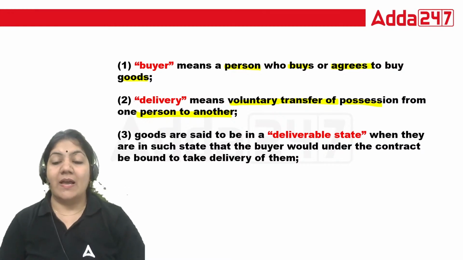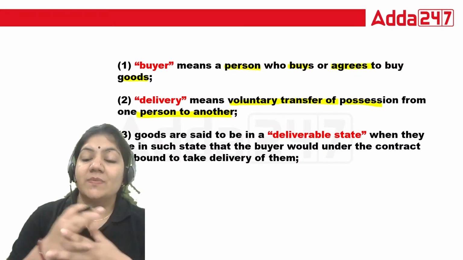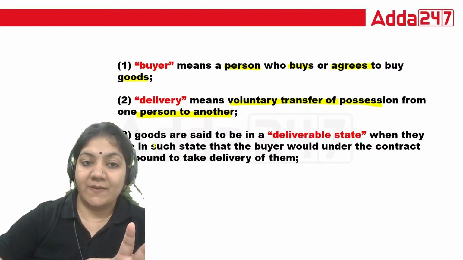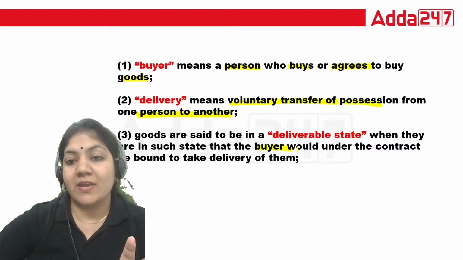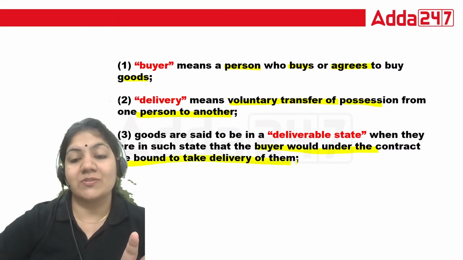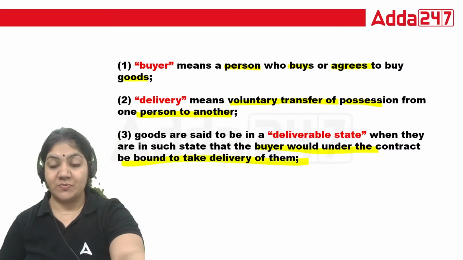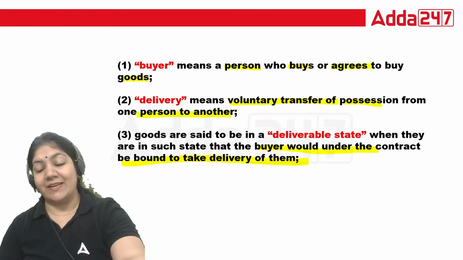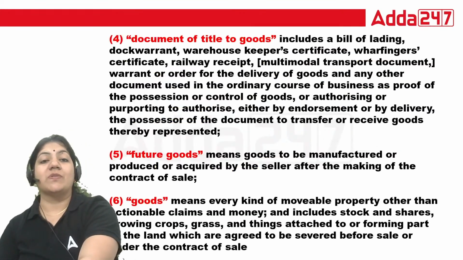And what is deliverable state? Goods are said to be in a deliverable state when they are in such a state that the buyer would, under the contract, be bound to take delivery of them. That is very much important. So goods must be in a deliverable state so that they can be transferred from one person to another.